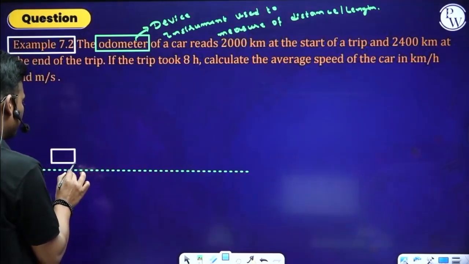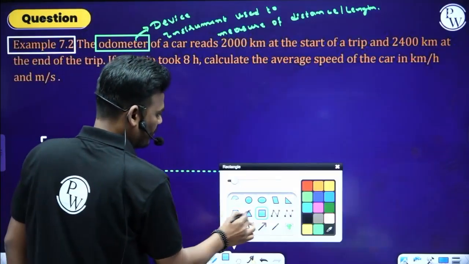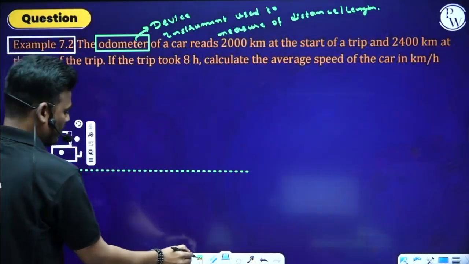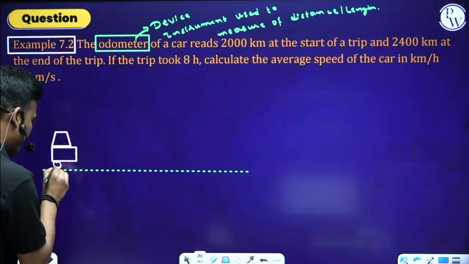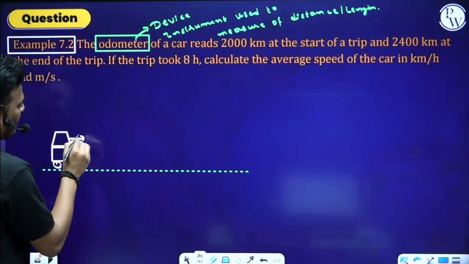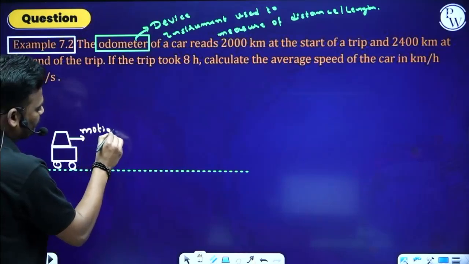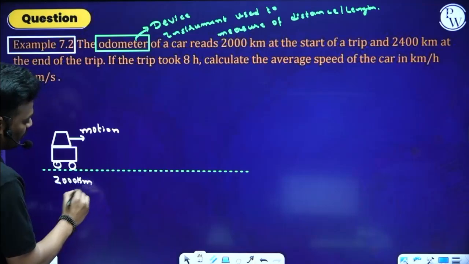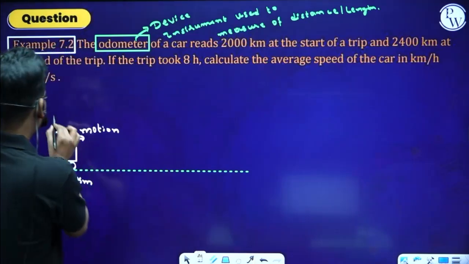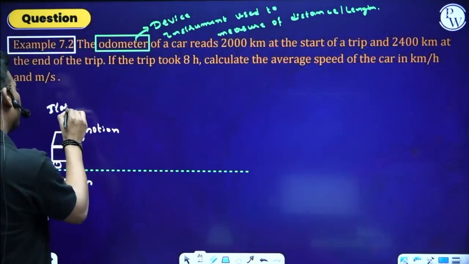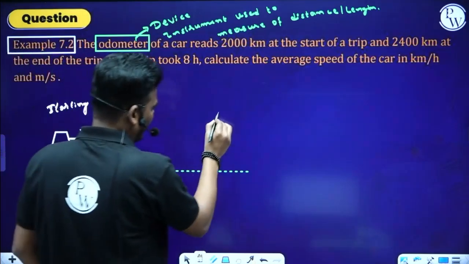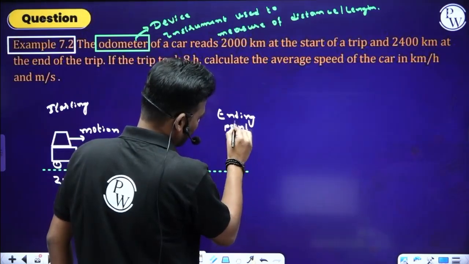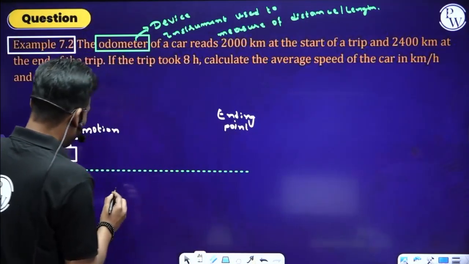Let's consider this is a vehicle, and these are the wheels, and this is the car. Motion. So the initial position, how much? It is 2000 kilometer. It is the initial point, the starting point. And the ending point is here. This car has reached this point.